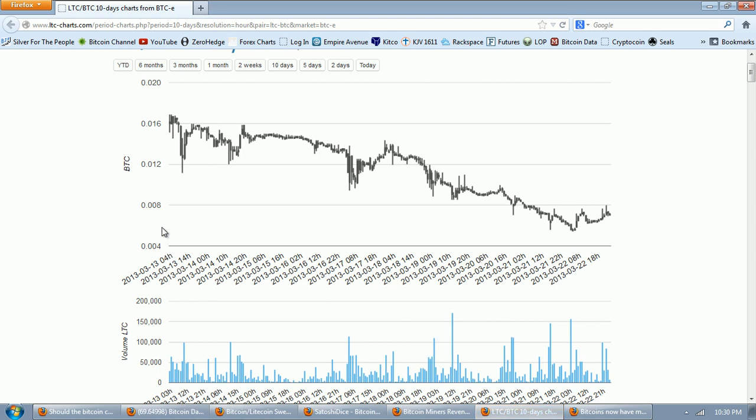I bought in around 4 cents. We ran all the way to 15. I dumped quite a few and dumped some on the way down. Got back in a little bit earlier. I bought some around 9 cents, and I bought a lot down in here.